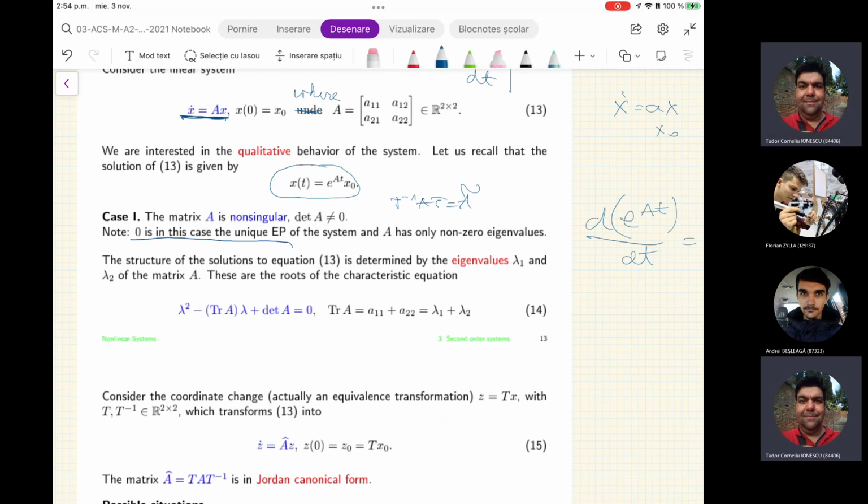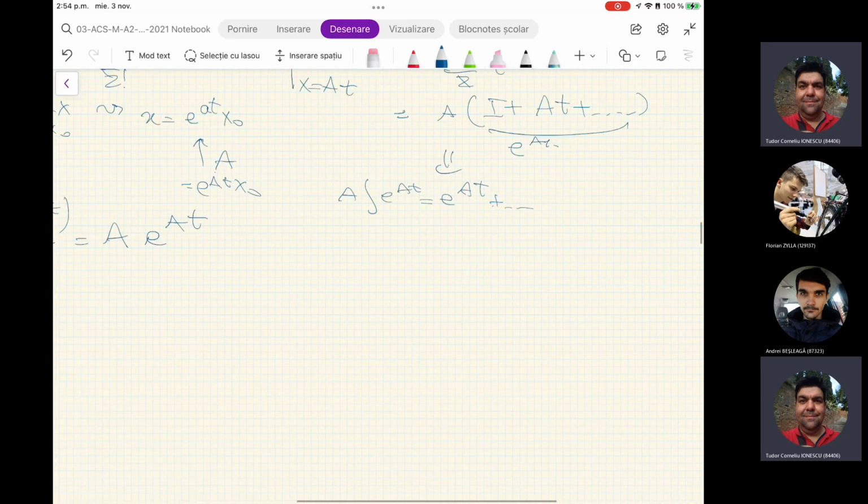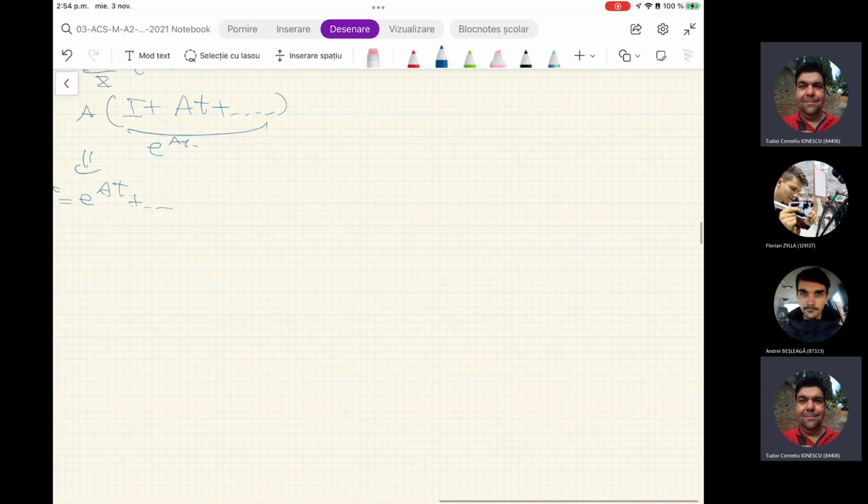We are interested in the eigenvalues of the matrix A, because the eigenvalues determine the behavior. That's the idea. The eigenvalues are going to determine the behavior, and we are going to exploit all the properties of linear dynamical systems. First of all, how are you going to characterize the eigenvalues of a matrix?